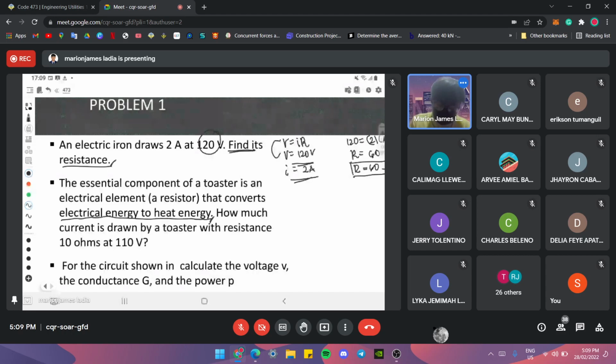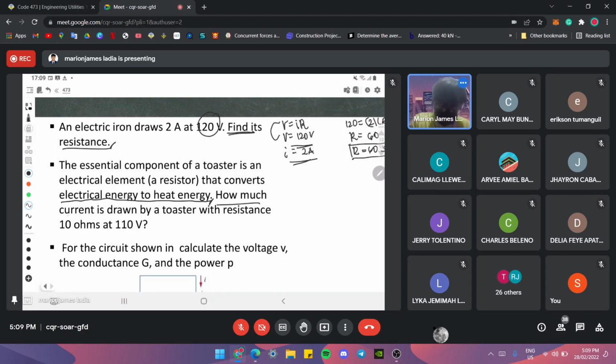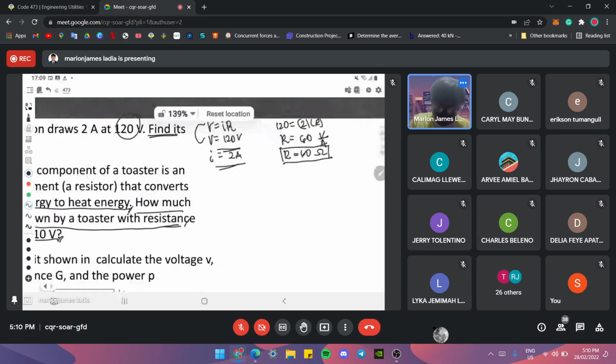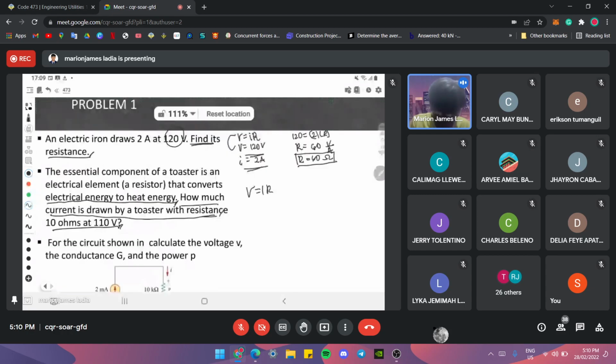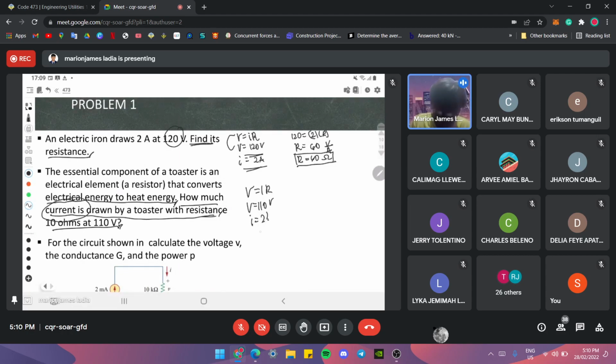Okay? Next, how much current is drawn by a toaster with a resistance of 10 ohms at 110 volts. Okay. So, V is equal to IR ulit. Yung V natin is equal to 110 volts. Yung I natin is equal to unknown. Ito yung tinatanong, how much current. And then, of course, yung R natin is equal to 10 ohms.